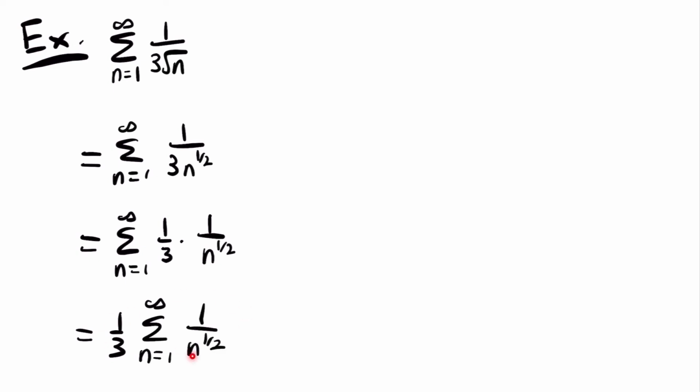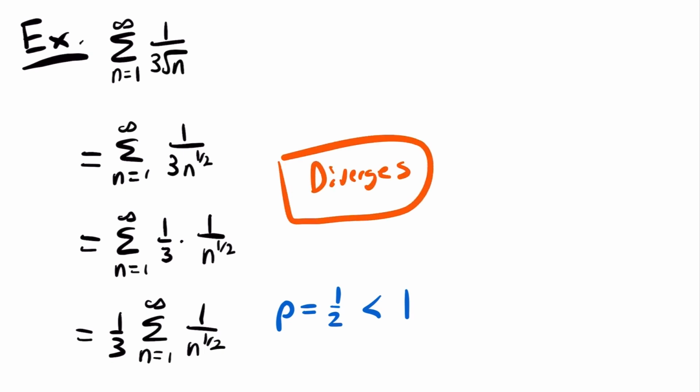And so now you can see that that constant multiple of 1/3 will not affect the convergence of this p-series. We still have 1 divided by n to the power of 1/2. All right, and so the power p is equal to 1/2, and 1/2 is less than 1. It's not greater than 1, it's less than 1, and so in this case, this p-series will diverge instead. And so we say that it diverges.